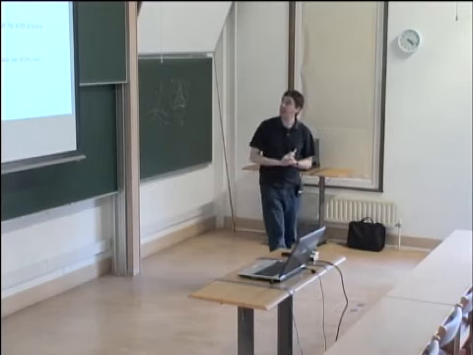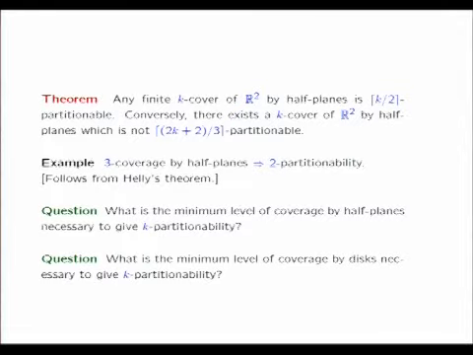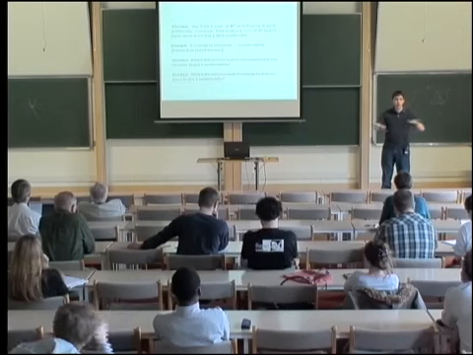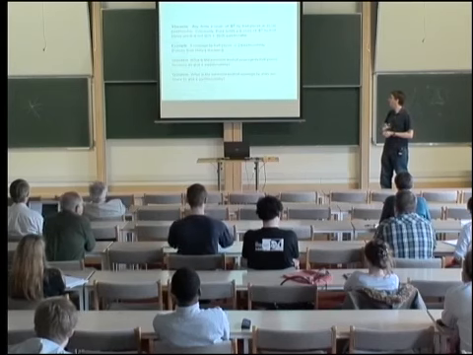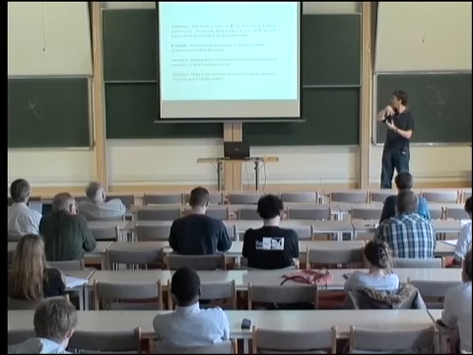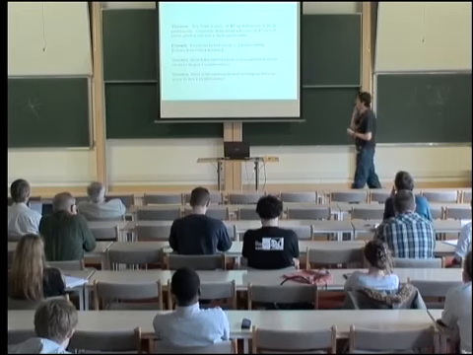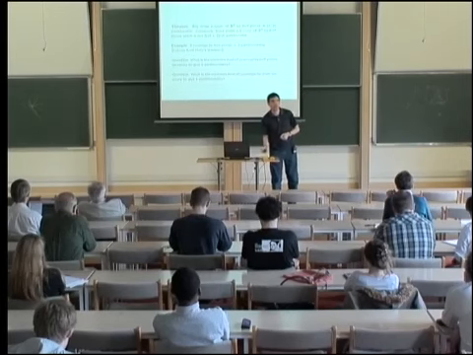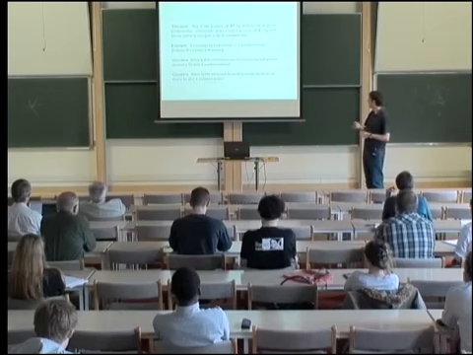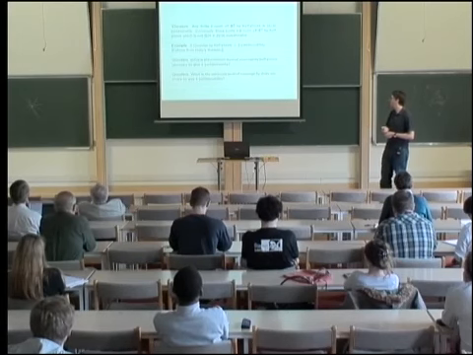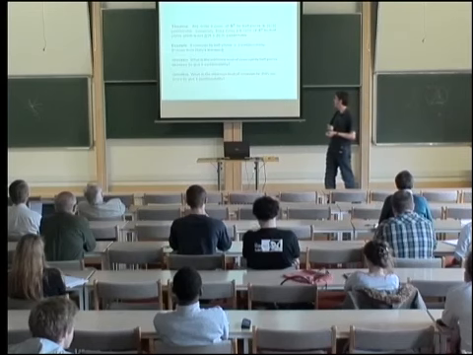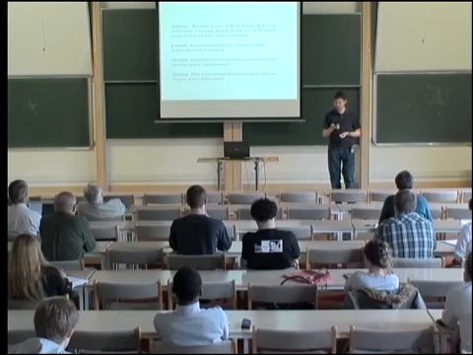For the other side, k over 2 partitionable, k over 3 should be fairly obvious from the example. If you've got a lot of coverage, then from Helly's theorem you can pick out 3 actual half planes that do the covering, take them away, and then just repeat. And the k over 2 is just a slight, subtle improvement on that. Okay, but this leaves some interesting questions, like what's the minimum level of coverage by half planes which gives k partitionability? And of course, going back, what about the disks, which we know nothing about?